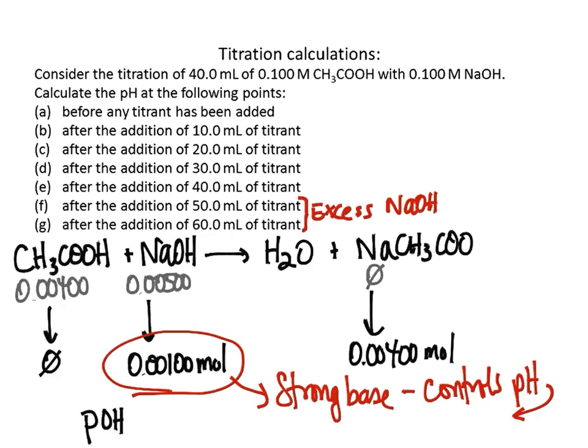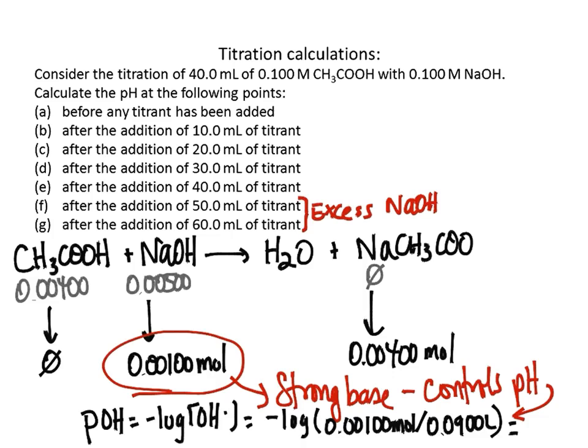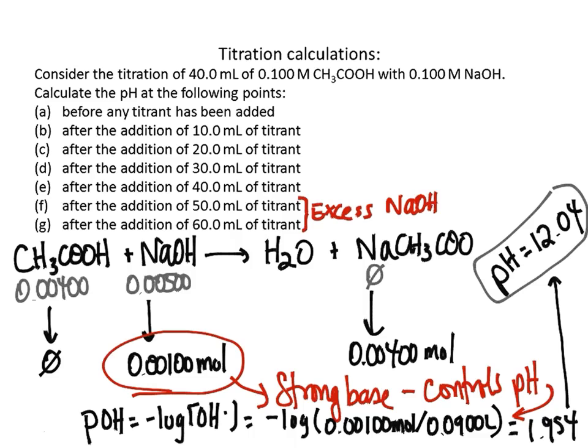You will calculate the pOH just from the hydroxide ion concentration, 0.01 moles, divided by the new volume, which is 90 mLs. And that's going to give you 1.954, which means the pH is 14 minus that number, which is 12.04. And then 60 mLs, or 12.05, depending on how you round.